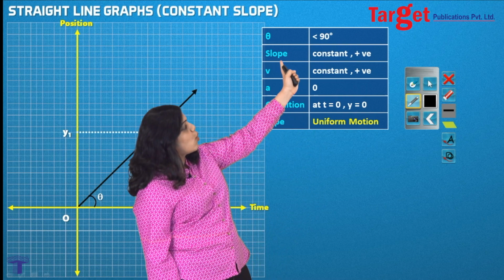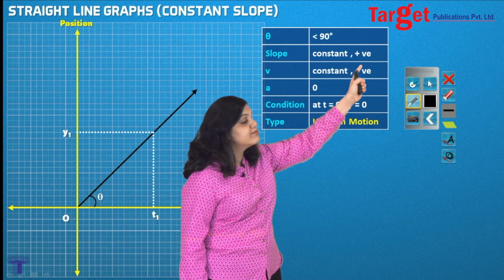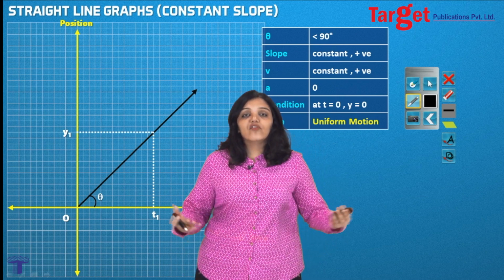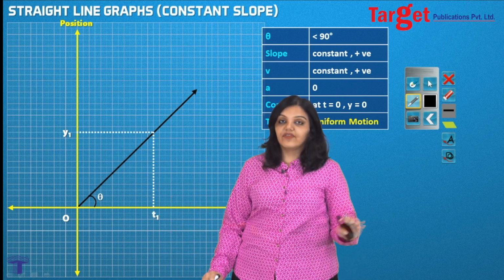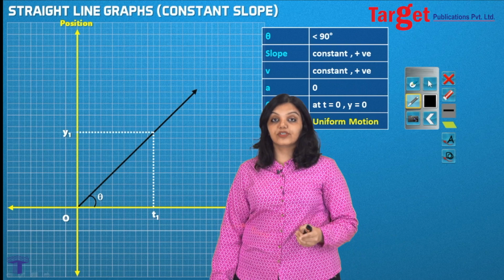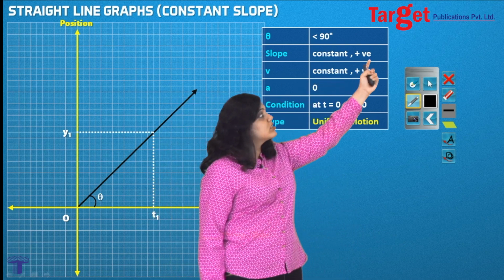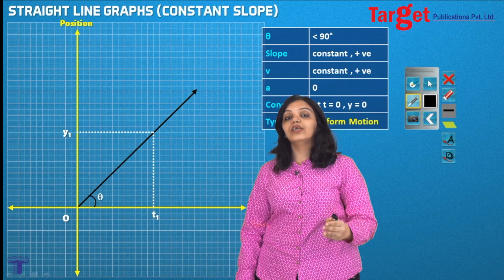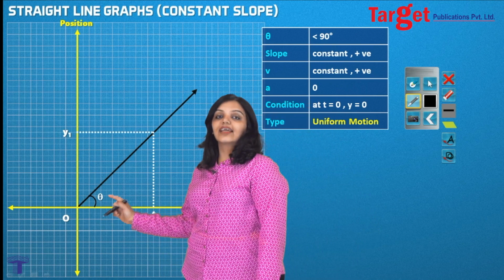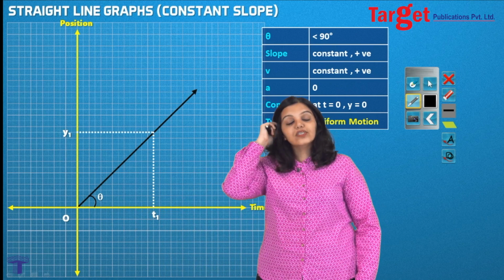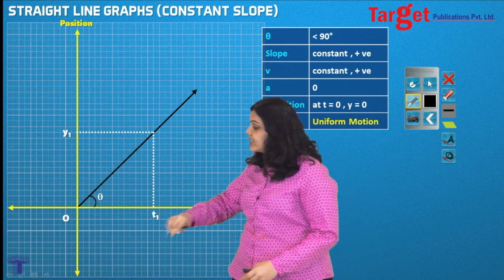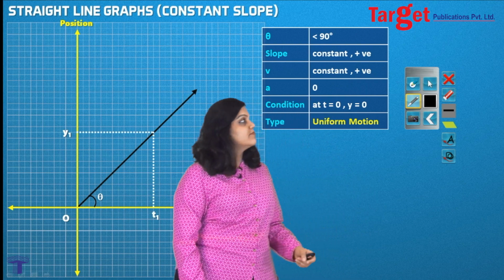Next it says that the slope is constant and positive. Is the slope constant? Of course, it's a straight line. Every time there's a straight line, the slope is going to be constant. But is it also positive? Yes, it's positive. And how do we know? Because it's making an acute angle with the x-axis. So acute angles have positive slopes, and therefore yes, this slope is positive.